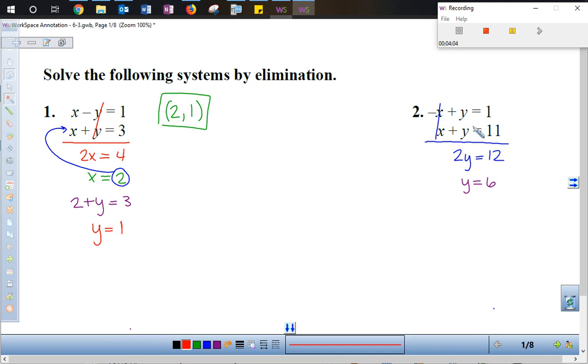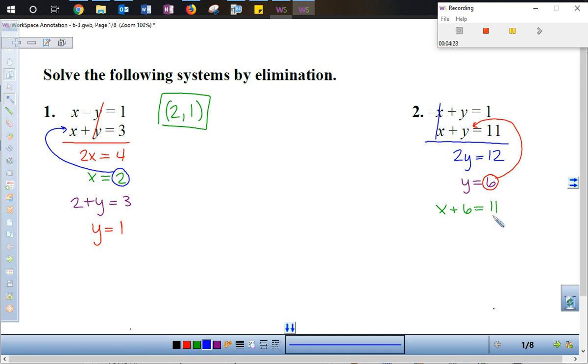Finally, I need to solve for x, so I want to take this y and substitute it back into one of my two original equations. If you'll notice, this x is negative and this x is positive, so this one looks a little bit easier to work with. So I'm going to draw an arrow and just say that I'm going to substitute 6 back in for that y right there. So instead of x plus y equals 11, we'll have x plus 6 equals 11.